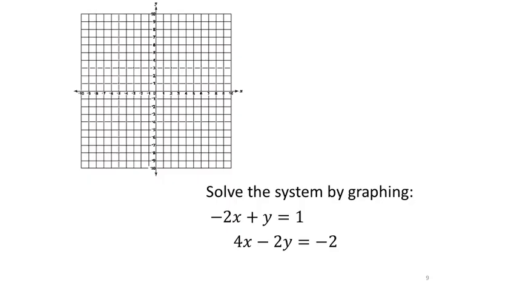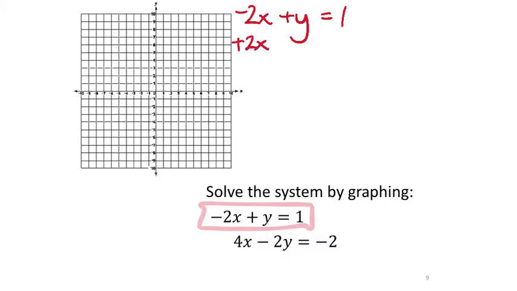Let's start with this first one, I'll do it in red again. Let's write it up above so we can work with it. Negative 2x plus y equals 1. Okay, so I'm going to change this into slope-intercept form, add 2x's to both sides.